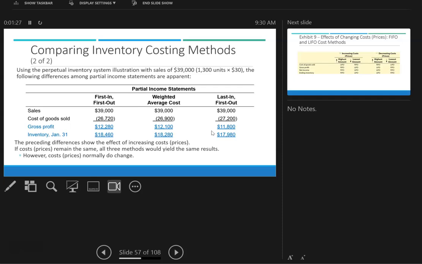With FIFO, your gross profit's going to be higher, but your inventory is also going to be higher because those goods are from the most recent purchases. With LIFO, the cost of goods sold is going to be higher, which nets a lower gross profit. And your inventory is going to be lower because it's the older items. And your weighted average will always be in the middle.